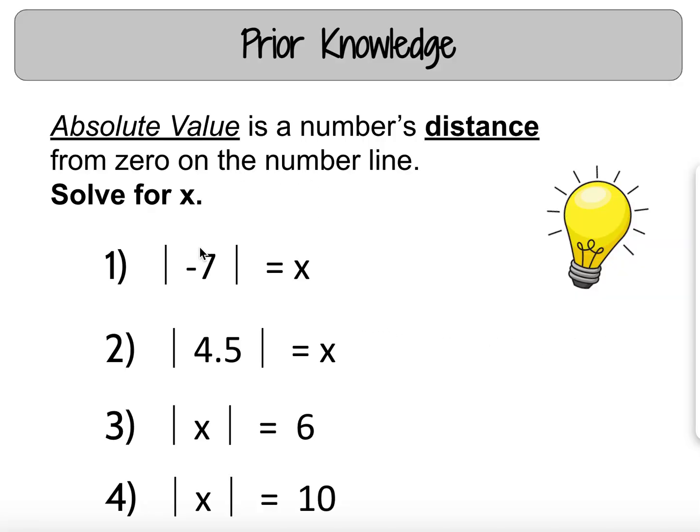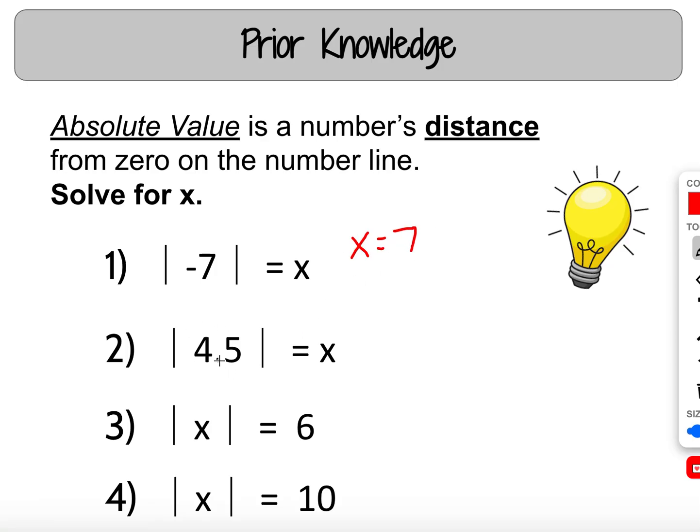So just a quick warm-up. Here, this first one is asking us with these vertical bars, what's the absolute value of -7? So how far away from 0 on the number line is the -7? How many units away? And we would say that that's equal to 7 units away from 0. So I would just put x is equal to 7.